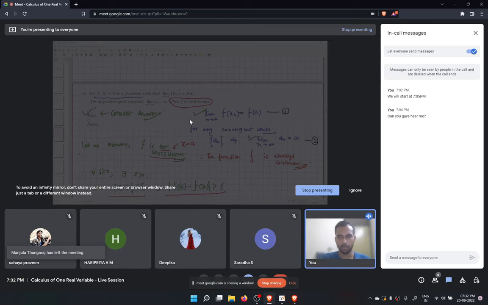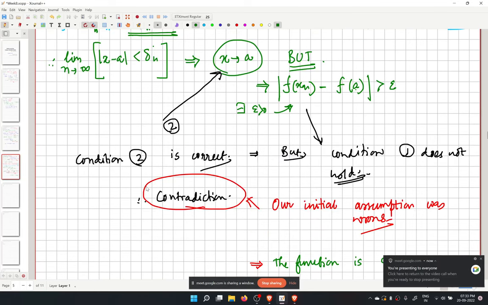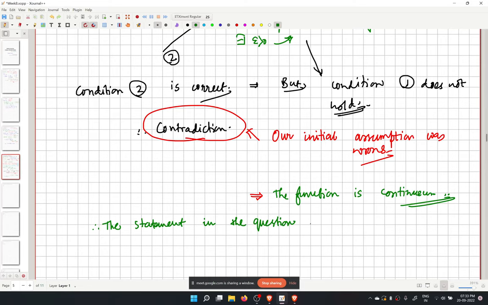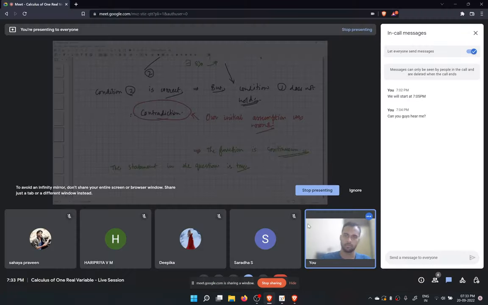Okay, any doubt here? If there are no doubts, then we will proceed to the next problem. We are left with 6 more problems. Okay, so I don't see any questions here. So let us go to the next problem, which is problem number 5.